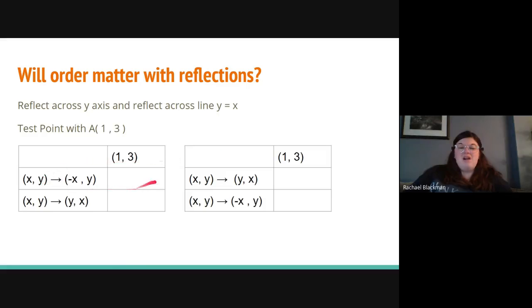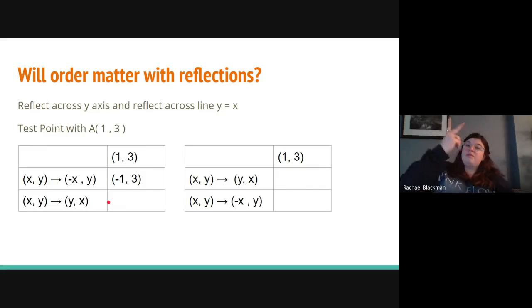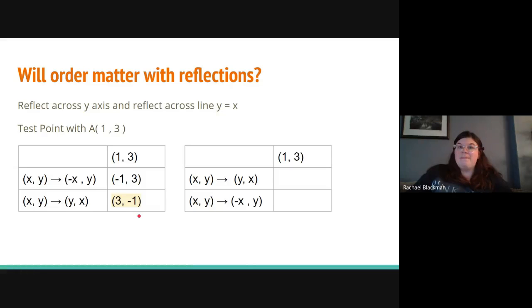So again, let's follow our coordinate rules. So I'm going to take the point 1, 3. First, I'm going to reflect across the y-axis, which just makes your x coordinate negative, so that becomes -1, 3. And then a reflection across the line y equals x. Flip those coordinates around, so 3, -1.